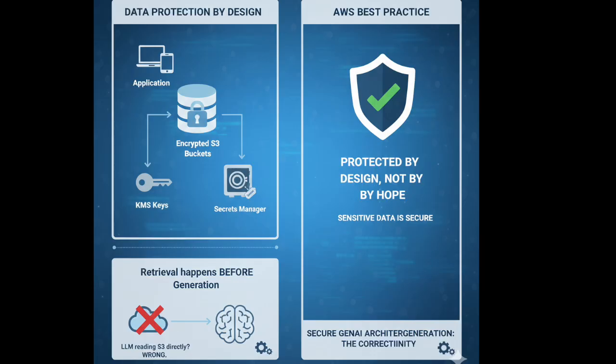The first major addition is retrieval. In a real GenAI system, the model does not answer from memory, so the diagram must show the application calls a retrieval layer, embeddings are generated, a vector store is queried, relevant chunks are returned. Only then does the model generate an answer. The key idea is simple. Retrieval happens before generation. If your diagram shows the LLM reading S3 directly, it's wrong.